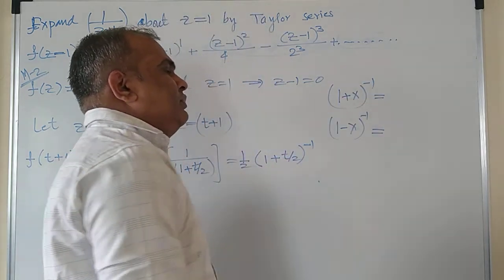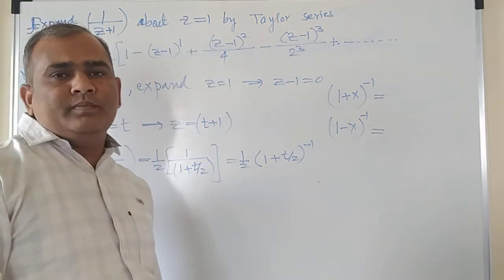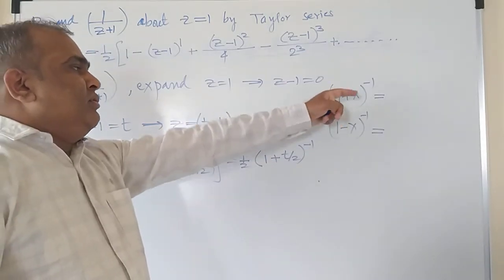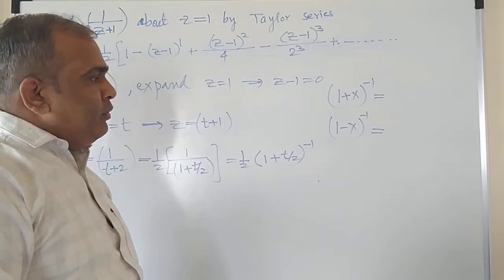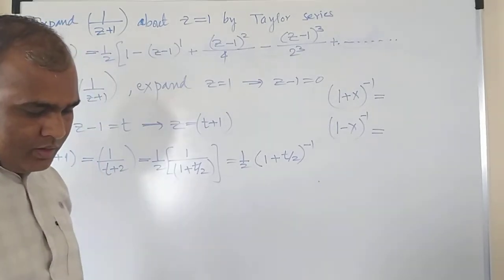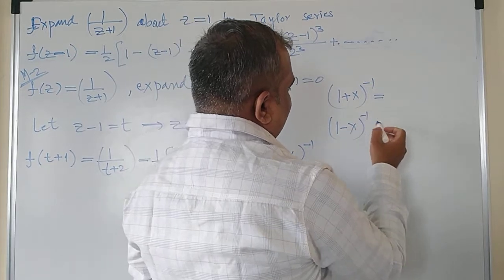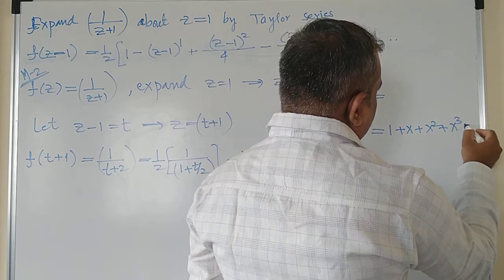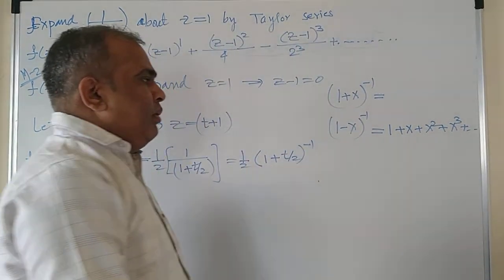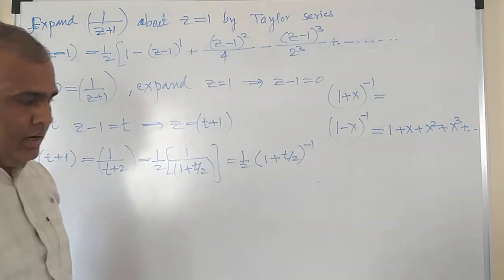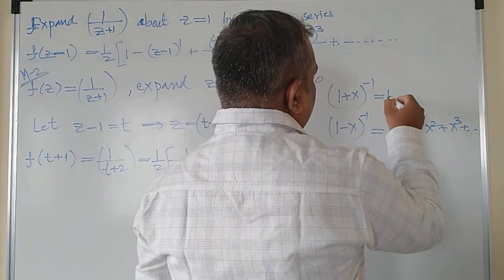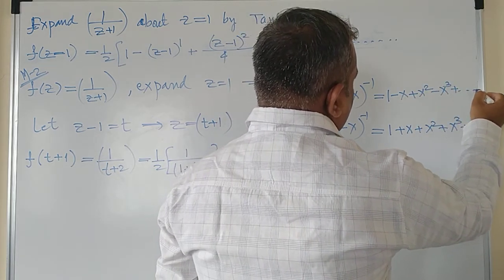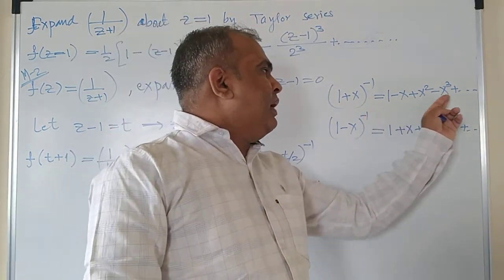You will get these two expansions by using binomial expansion, right? (a plus b) raised to power n. So 1 plus x raised to power minus 1 and 1 minus x raised to power minus 1, what is its expansion? 1 minus x raised to power minus 1 is equal to 1 plus x plus x square plus x cube plus dot dot dot. All terms are positive, right? And 1 plus x raised to power minus 1 is 1 minus x plus x square minus x cube plus dot dot dot. That means all odd power terms are negative.